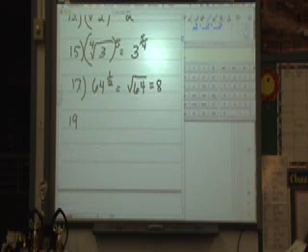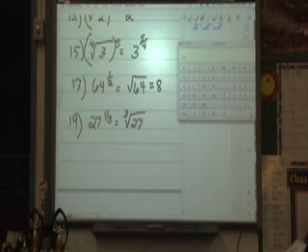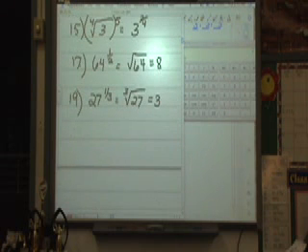Number 19, we have 27 to the 1/3 power. That's the cube root of 27. So let's try just to do one of these on the calculator. Enter in 27. Press the radical sign there and 3. Let's see what happens. Okay, 3. 3 times 3 times 3 is 27.